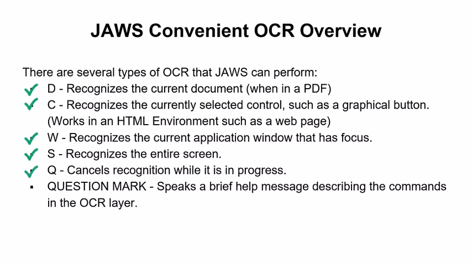If you press Q after opening the OCR features, it will cancel the recognition. So if it's taking longer than you think it should, or you think there was an error, this will cancel it. What probably is the most useful is when you're in the OCR layer, which is, by the way, pressing the JAWS key plus space, then O for OCR. If you press a question mark after that, JAWS will give you a brief message telling you the commands that are in the OCR layer. So it will read all of these to you, and you can proceed from there.